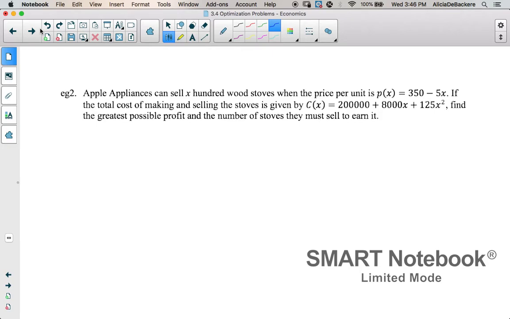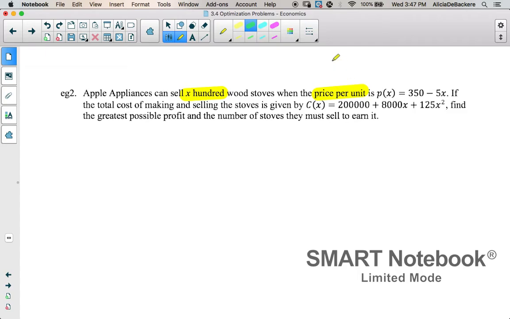Okay, our second example is about some wood stoves. So Apple Appliances can sell X hundred wood stoves when the price per unit, so a couple things I'm already noticing here. So X hundred wood stoves is how many they can sell. When the price per unit, so this is the price for one wood stove, is given by 350 minus 5x. If the total cost, so now we're looking at total cost.